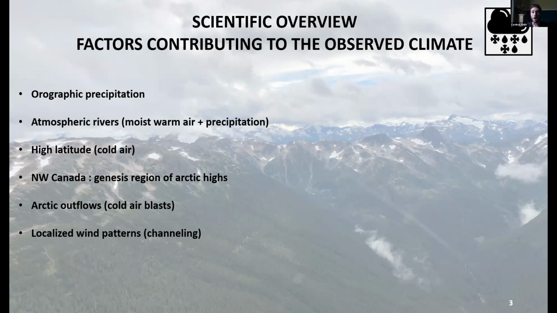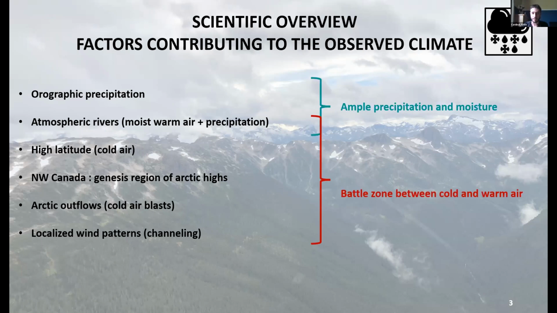influence of the Arctic air genesis that occurs in Northwest Canada. And this Arctic cold air can drain in the valleys of British Columbia in the form of Arctic outflows. And this could be even more present with the wind channeling in the valleys themselves. So basically, we have ample precipitation and moisture combined with a battle zone between cold and warm air. Because of that, we're hovering close to the 0-degree isotherm a lot during the wintertime, with lots of mixed precipitation that we see in Terrace.